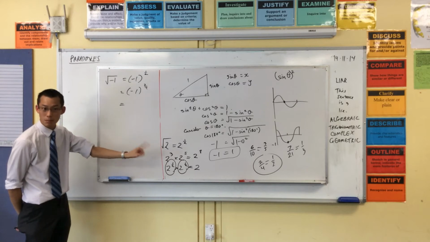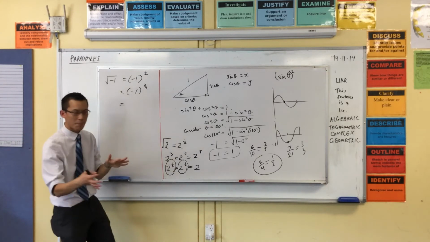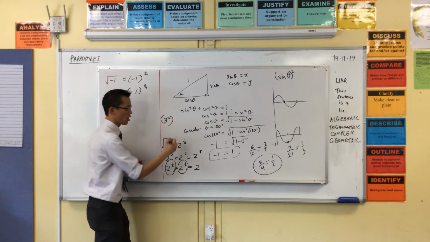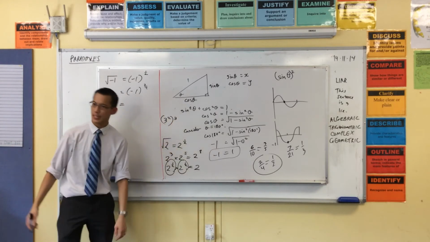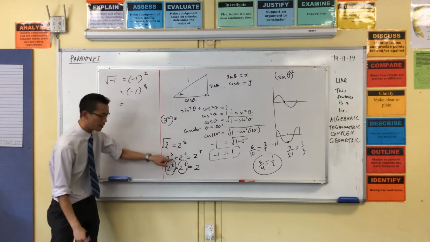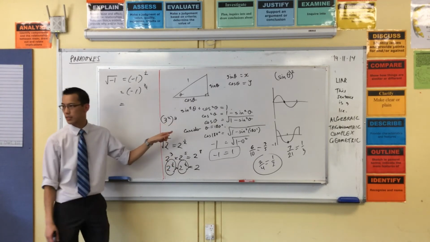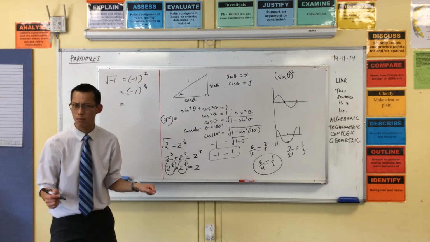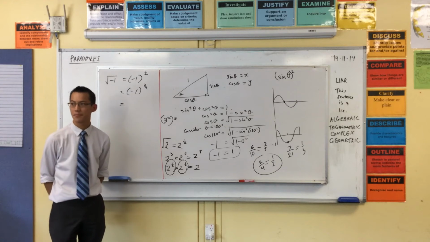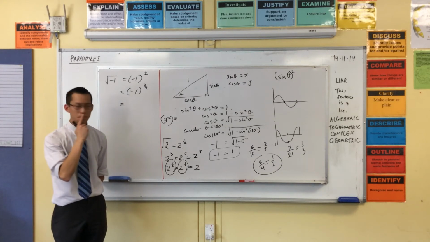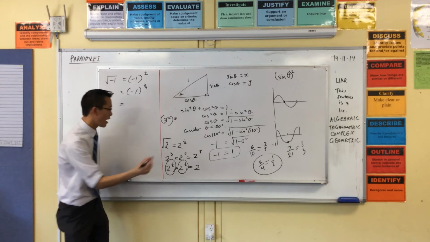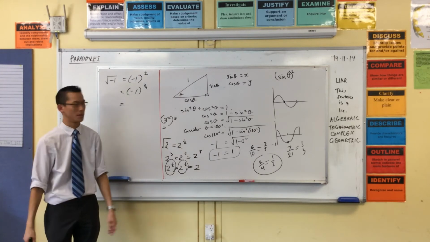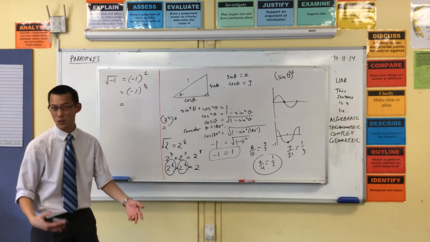Back to the index laws. If I had something like 3 squared to the power of 3, this is a different thing to this, right? What do I do to these indices? I multiply them. Why do I multiply them? It's actually 9 cubed rather than 3 squared. Yeah, okay, all right. So it's 9 cubed, which is actually, I don't know, a really big number. 9 cubed, 729.